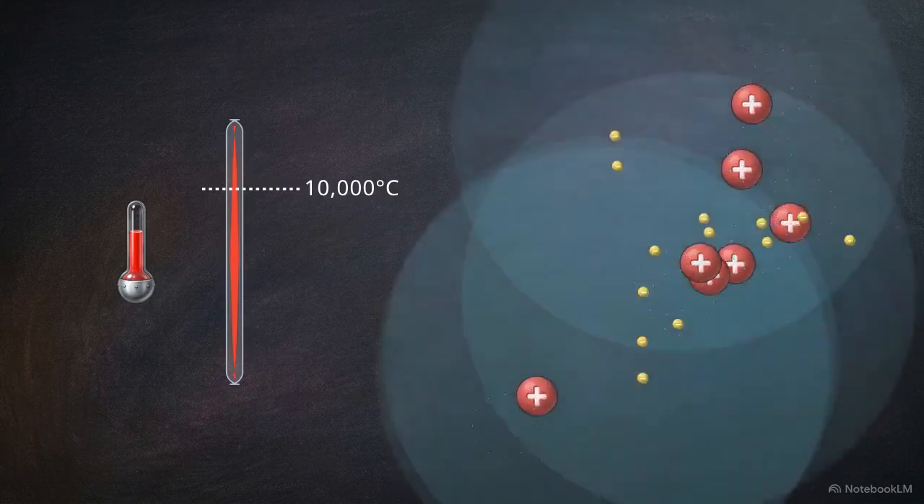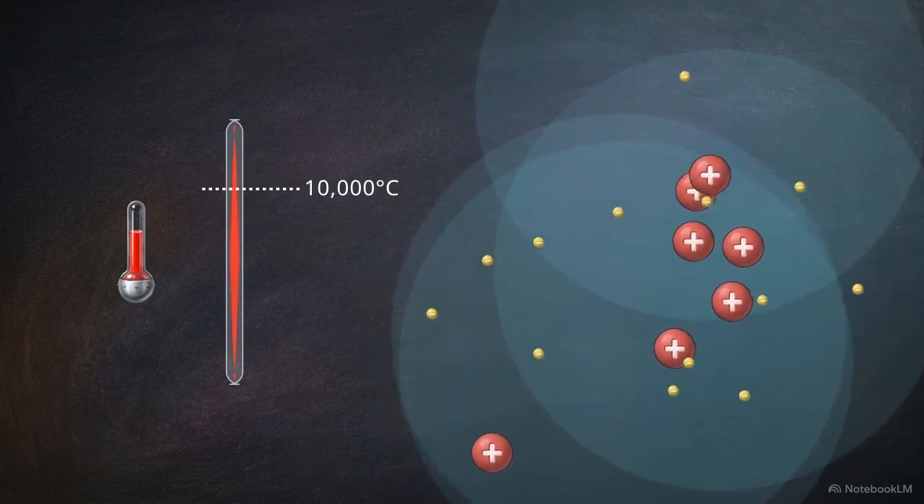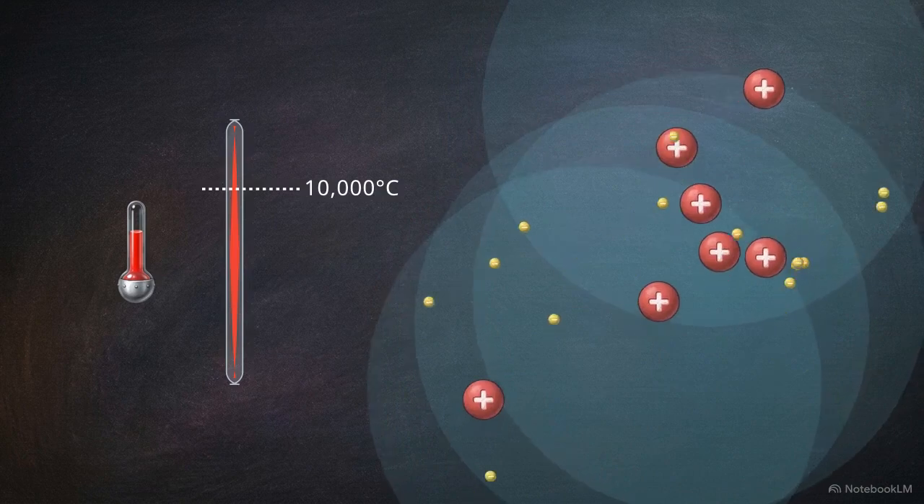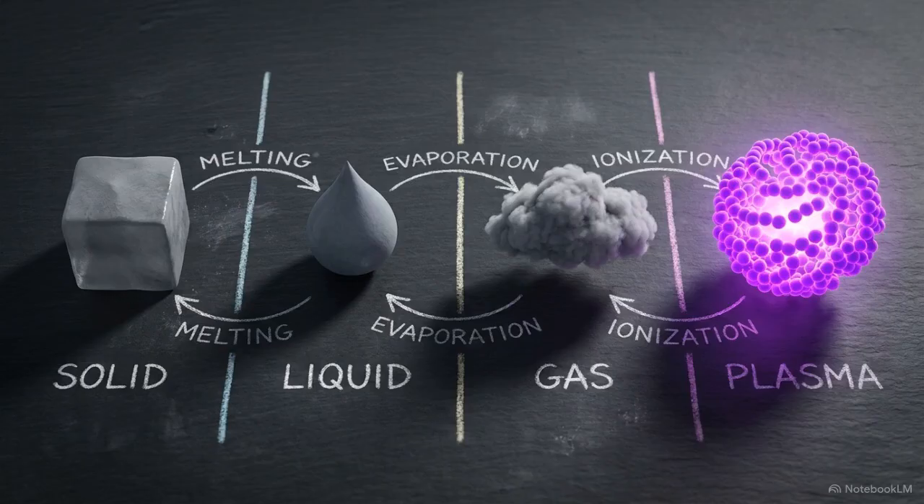This level of energy shatters the atom's internal structure. It rips the electrons away from their central nuclei. What's left is a glowing mixture of free electrons and bare electrically charged nuclei. This is plasma. It's the fourth state of matter.